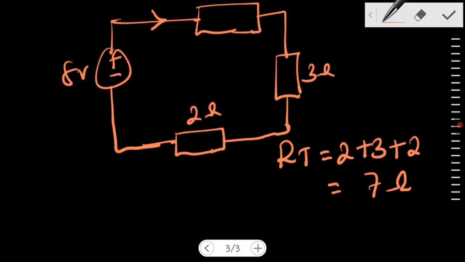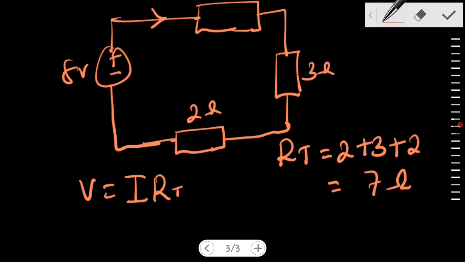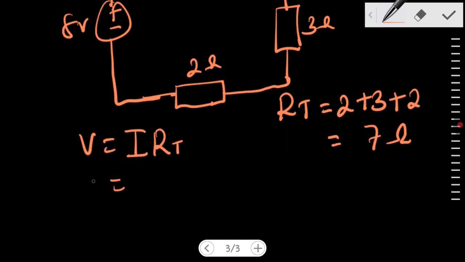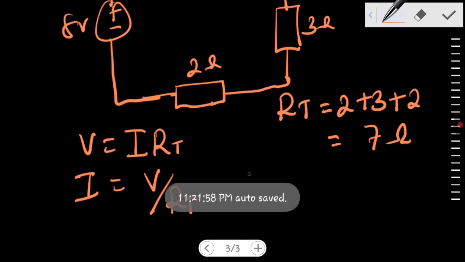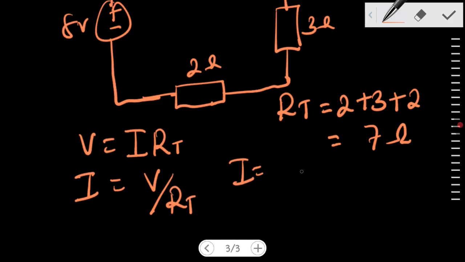But then to get current, we know from Ohm's law that V equals IR, right? And then we have a total resistance, which is 7. So that means this is the same as having current equals V over RT. So this current would be 8 volts over 7, and therefore our answer will be in amps.